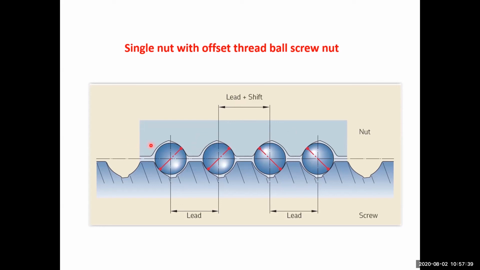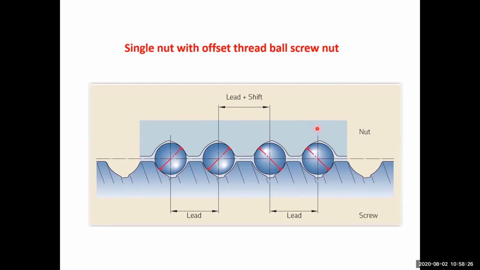So technically what we have done is, we have one set of threads in the nut only, the screw is continuous. In the nut only, we have one set of threads, roughly half the length, and another set of threads in the other half of the nut, but between them a gap. Depending upon this gap, the tensile load will increase. This gap will result in contact like this. This is called a single nut offset thread. Why? The threads of the ball nut are offset between them. This is the offset.